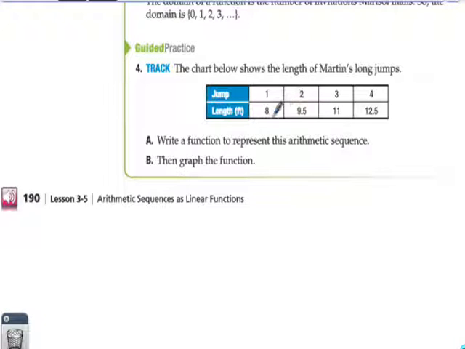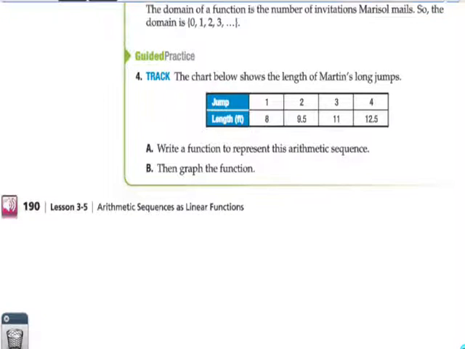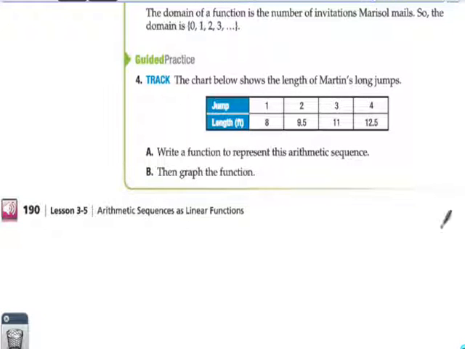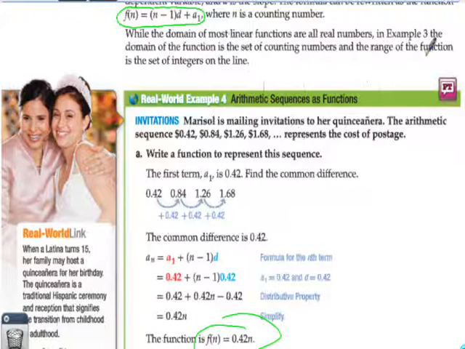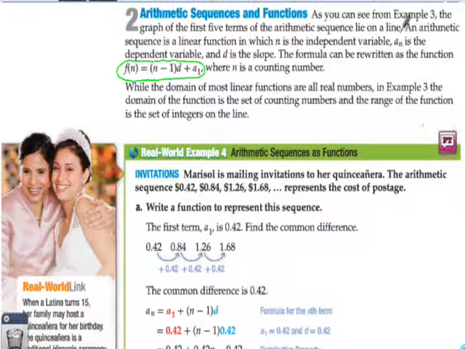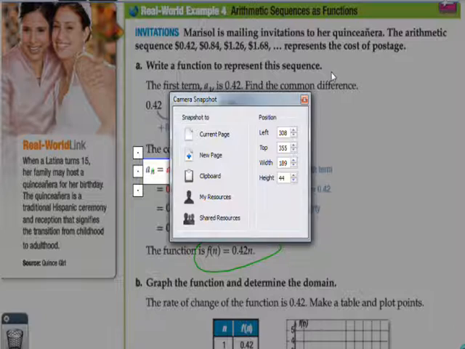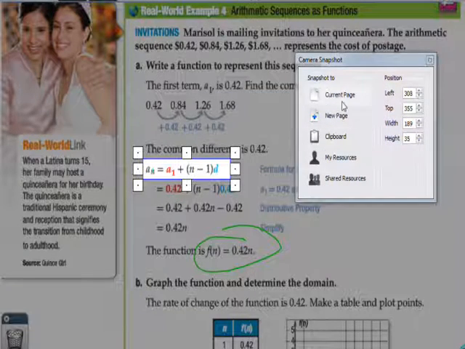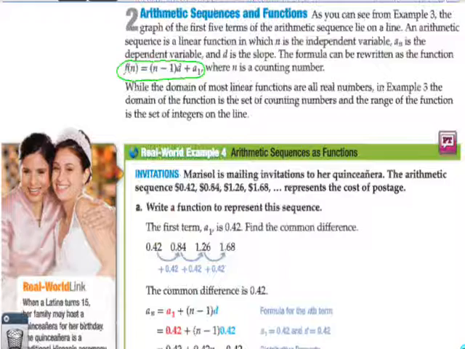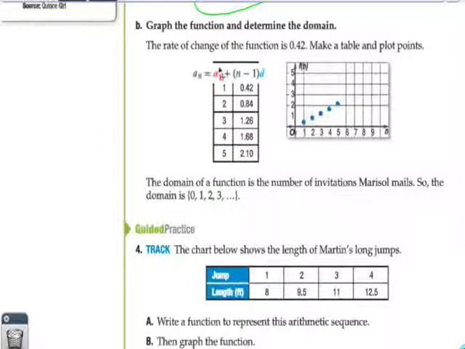Next, the chart below shows the length of Martin's long jumps. Write a function to represent the arithmetic sequence, and then graph the function. So based on this, and again, we'll use, let's see, this time, let's use this guy. We're going to put everything in right here. There it is.